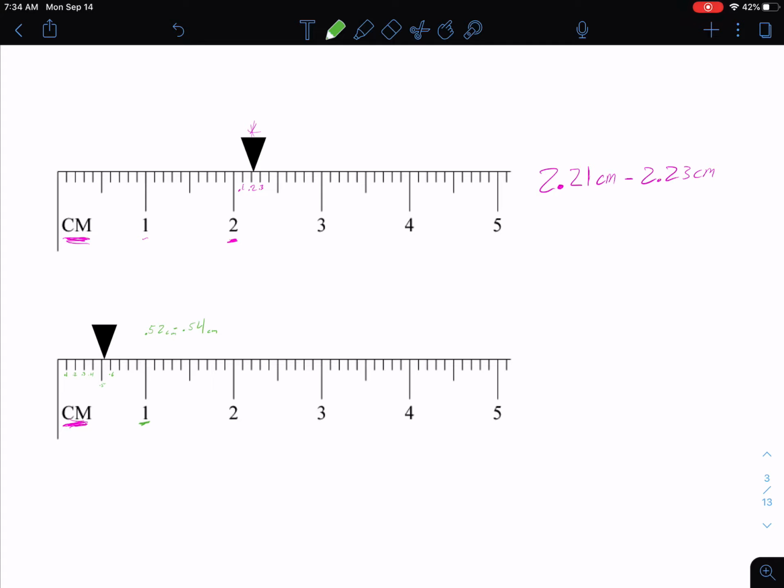And you're going to have to get some practice with this to get better with this over time.